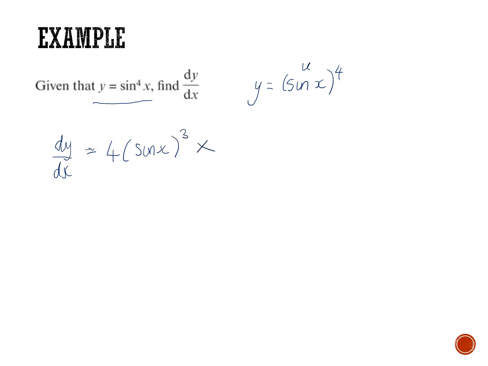Okay, so I think sometimes writing it in the bracket like that rather than like this can make it a little bit easier for you to see what's going on. Bring down the power, reduce the power by 1. Chain rule, what do I times by? du dx. What's du dx? That's right, cos x. So what's my final answer?